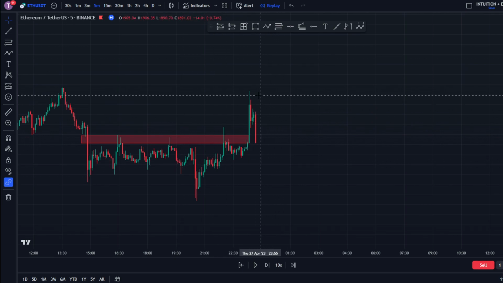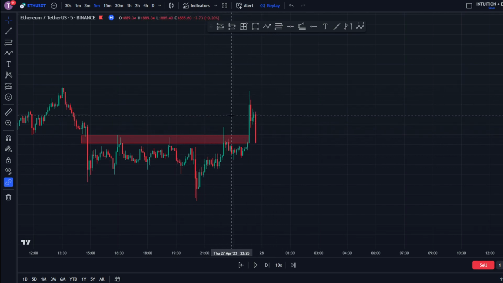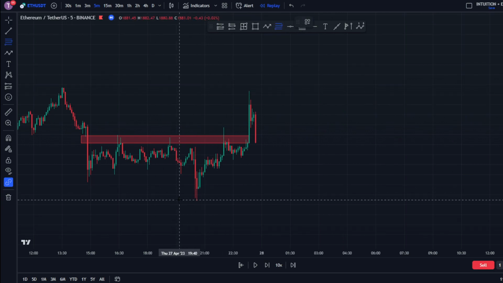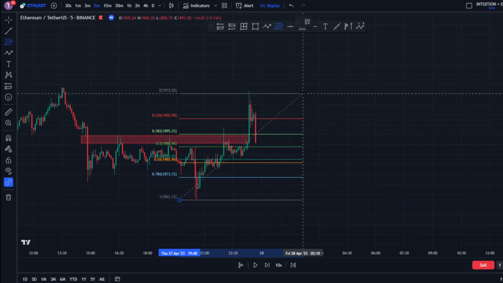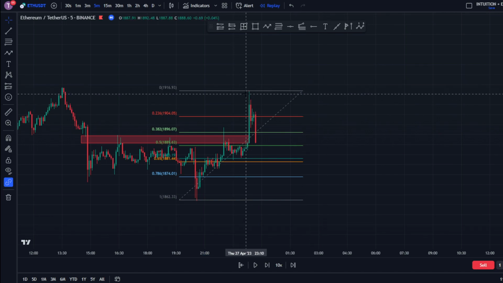So what we're going to see here is that how we're going to draw the Fibonacci line is very important. So you want to take your Fibonacci tool, you want to take it from the lowest point of the chart to the highest point of the chart, and there's that.